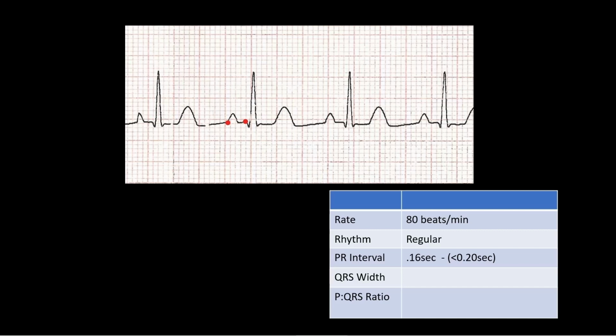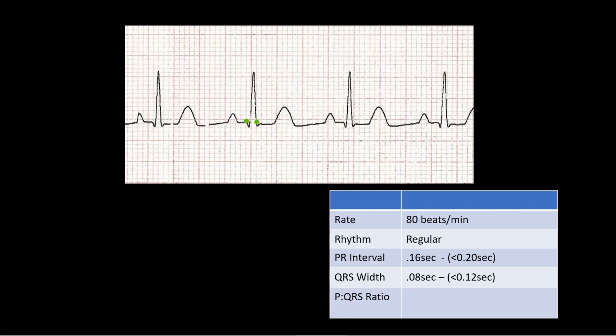Now we'll look again at the QRS. As we go into the QRS, we see where it starts, we see where it ends, so it looks like 2 little bitty boxes. So 2 little bitty boxes, if they're each 0.04 seconds, would give us 0.08 seconds. That 0.08 seconds, is that normal? Well, yes, because it's less than 0.12 seconds.